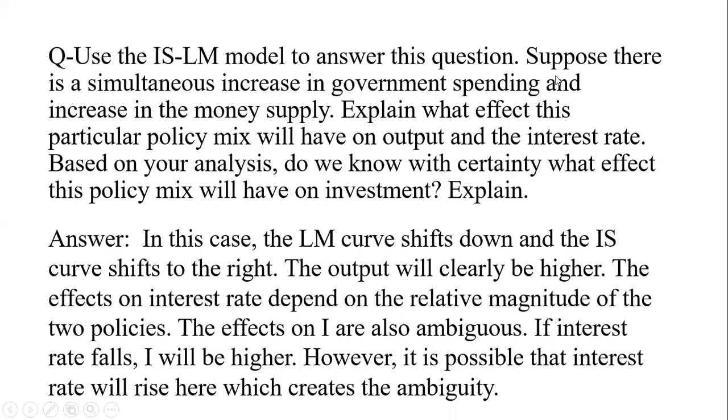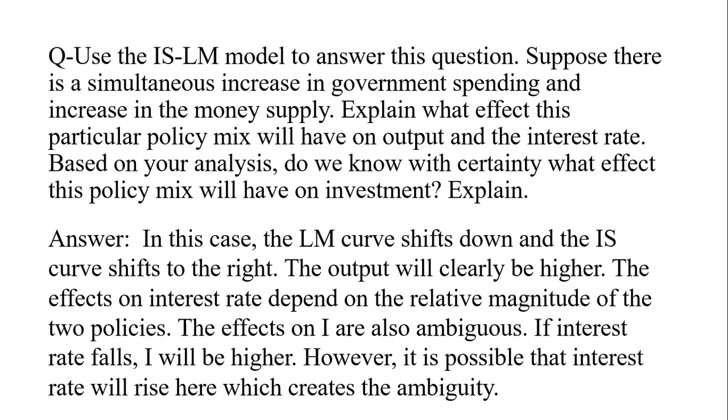So another very interesting case, using also the IS-LM model to answer this question. Suppose there is a simultaneous increase in government spending. And this is the case of COVID. What happened? The government increased government spending. The government provided many tools to support poor people. At the same time, the money supply also increased. Show the effect using the policy mix.